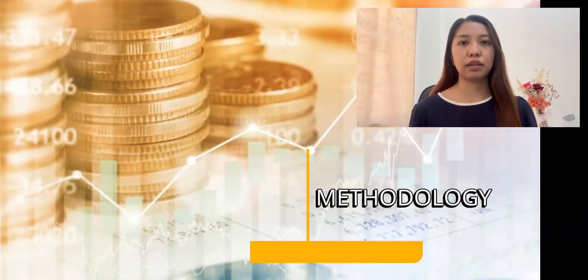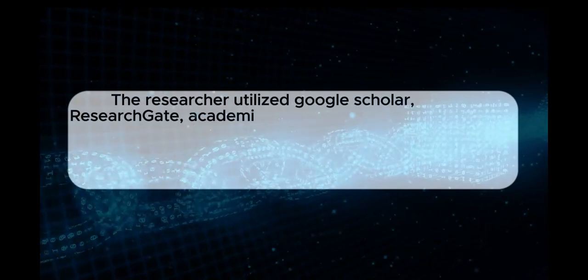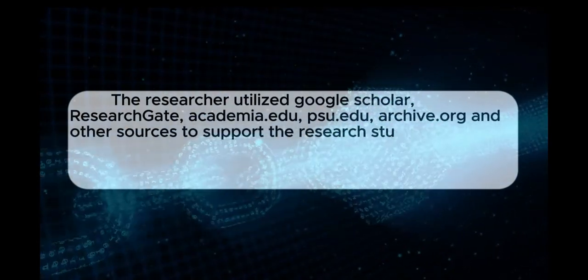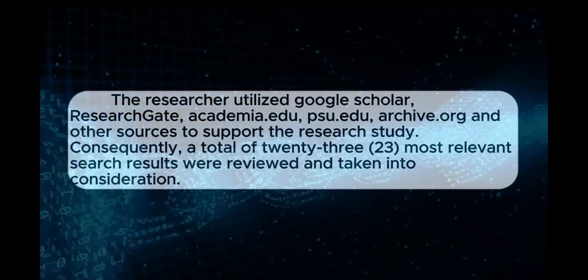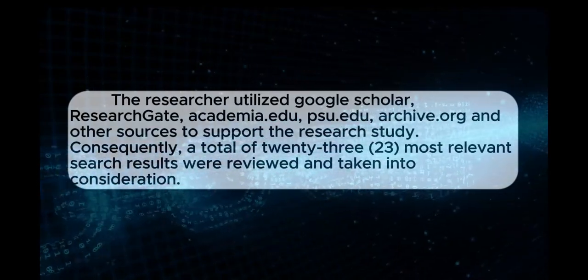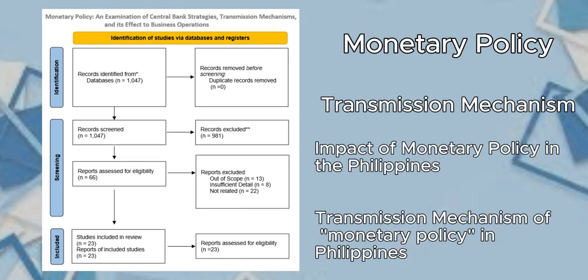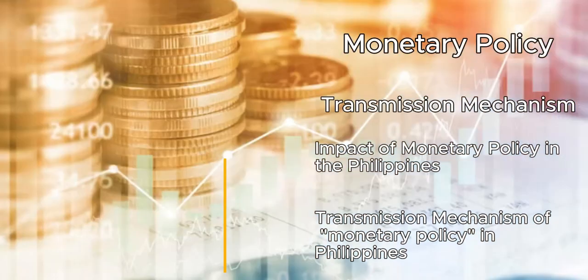Methodology. The researchers utilized Google Scholar, ResearchGate, Academia.edu, PSU.edu, Archive.org, and other sources to support the research study. Consequently, a total of 23 most relevant search results were reviewed and taken into consideration. Preferred Reporting Items for Systematic Reviews and Meta-Analysis, or PRISMA, as shown on the screen, was used in conducting this research. The keywords used in search were monetary policy, transmission mechanism, impact of monetary policy in the Philippines, and transmission mechanisms of monetary policy in the Philippines.